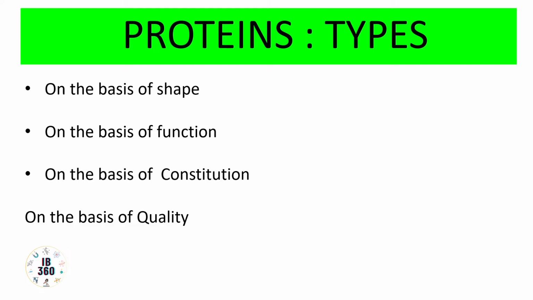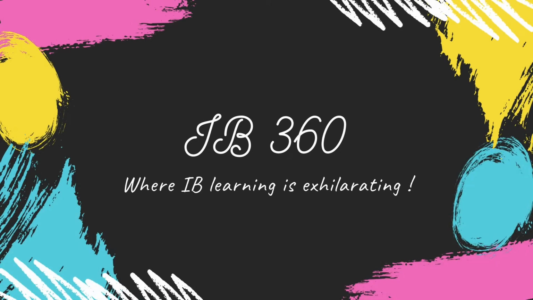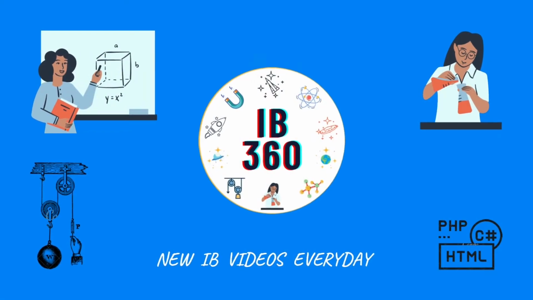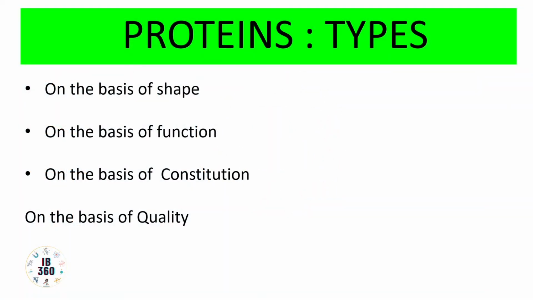In the previous video I talked about the four organizations of protein: primary, secondary, tertiary and quaternary. Today we will look through the classification of proteins. Proteins can be classified according to their shape, function, constitution and quality into various types. So we will go through them today one by one.